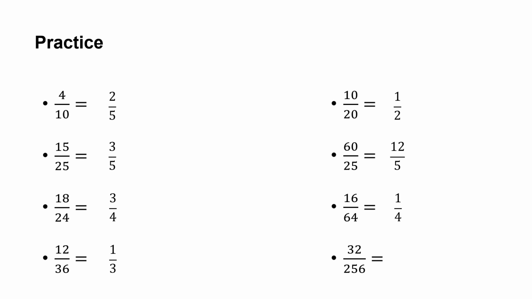And lastly, we have 32 over 256. So we can just keep dividing by 2 on this one, and we'd get 16 over 128, then 8 over 64, then 4 over 32, and then finally 1 over 8.